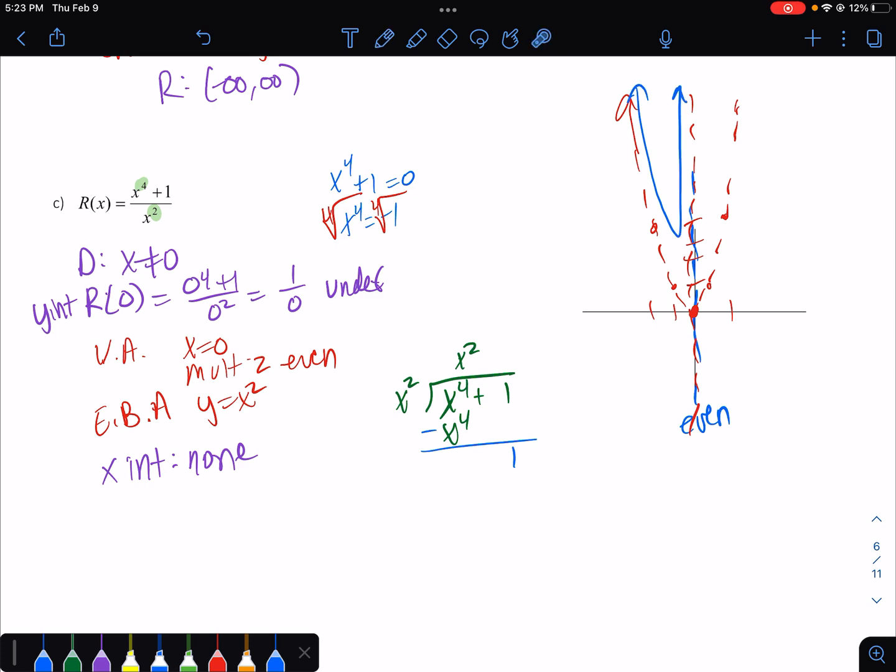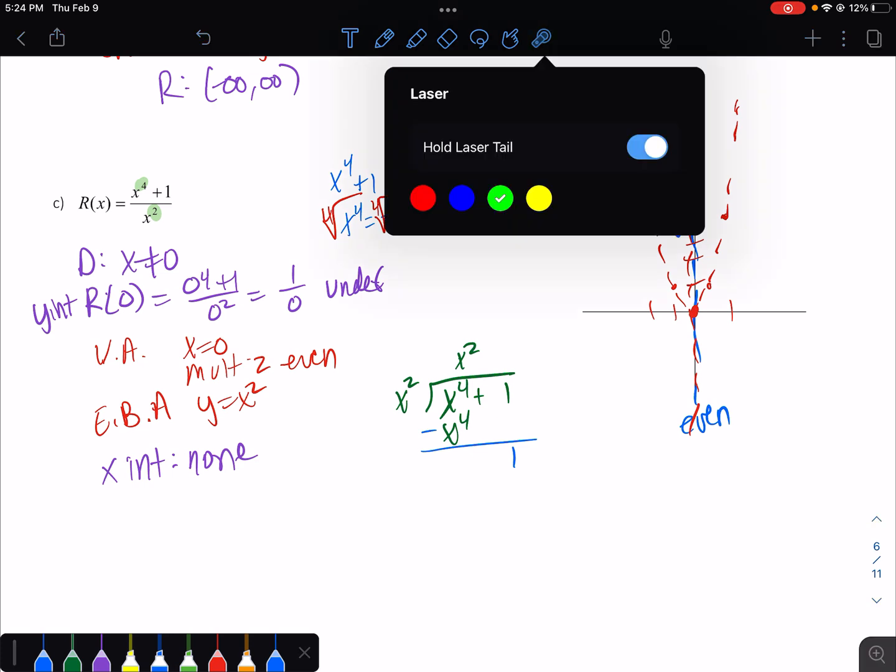Now, I'm just estimating where this is. I don't have any information to tell me how far down this goes. I don't have a y-intercept. I don't have an x-intercept. There's nothing that tells me how far down this is. So maybe if we were to plot the points, it would actually be up here. But we're just doing a good sketch of the graph.